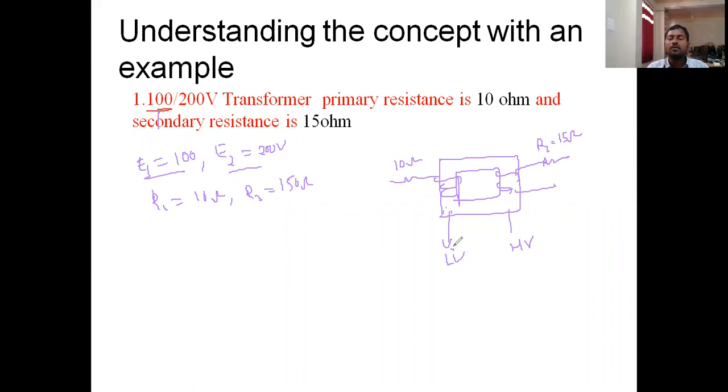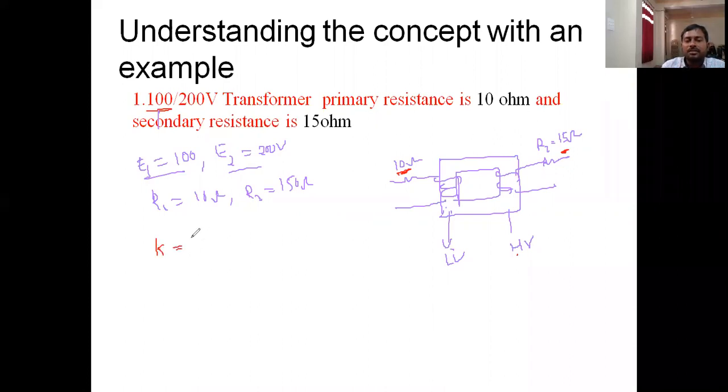LV is low voltage, high current, so the cross section area is more, so I'm taking the resistance as 10 ohms. And for HV, the resistance must be greater than the LV, so I'm taking 15 ohms, just a little bit more. So simply look at this one.